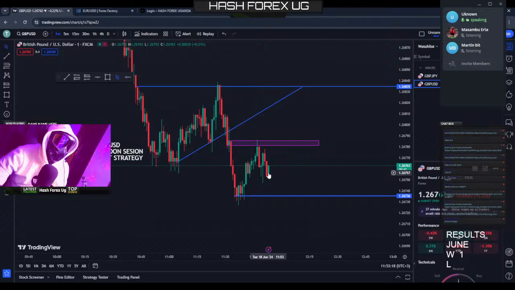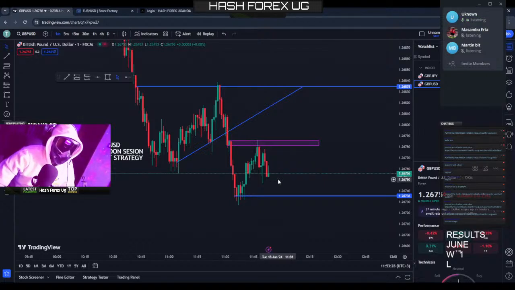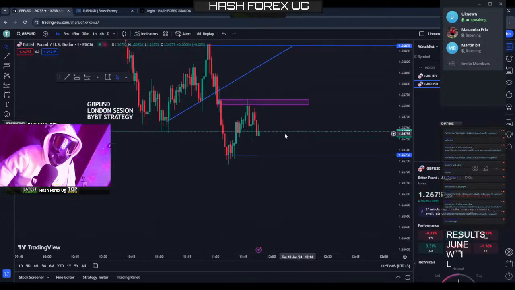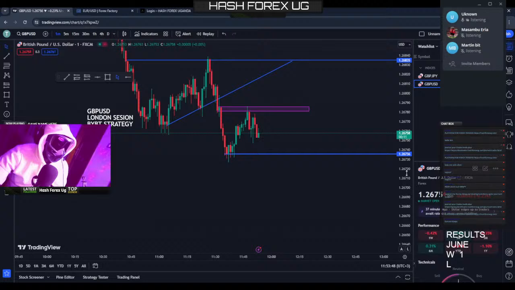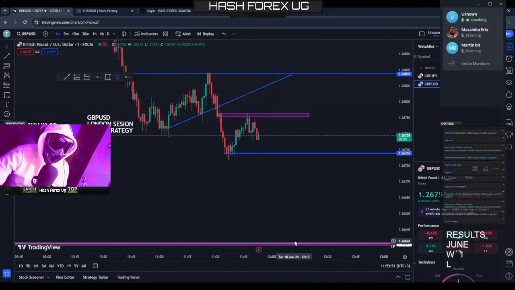If this candle can close as a buy and then we get a momentum candle engulfing this candle, sells, we can be able to get some sells. Stop loss above this wick here, this one here. So anything above that zone would be the right stop loss, and then we look at this as our take profit.